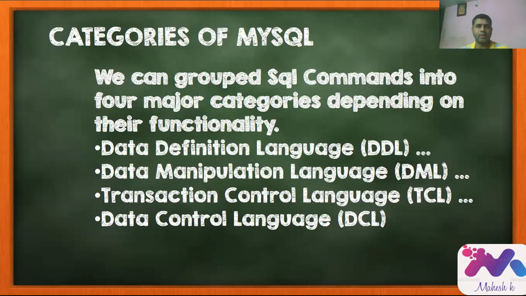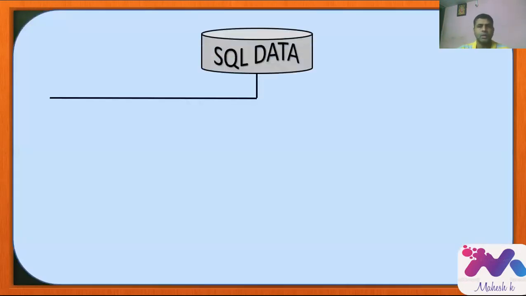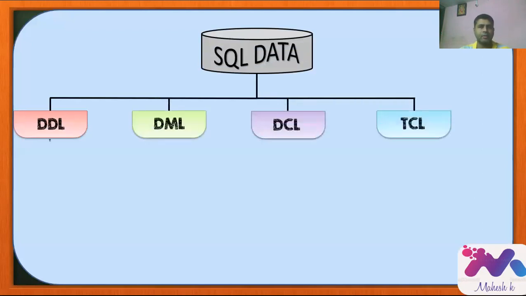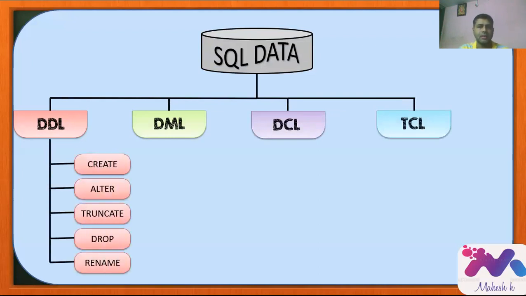First one, categories of SQL. It's a group of SQL commands into four major categories. First one, DDL, that is Data Definition Language. Second one, DML, Data Manipulation Language. Third one, TCL, Transaction Control Language. Fourth one, DCL, Data Control Language. So these are the categories of SQL: DDL, DML, DCL, and TCL, which we learned in the previous slide.